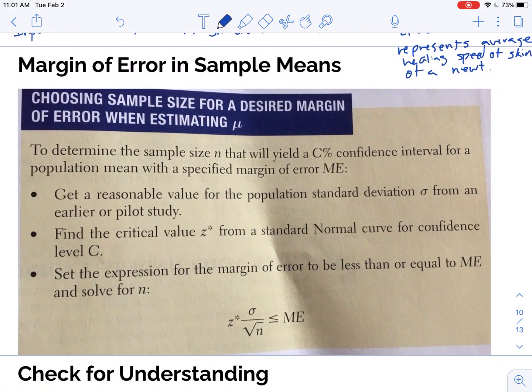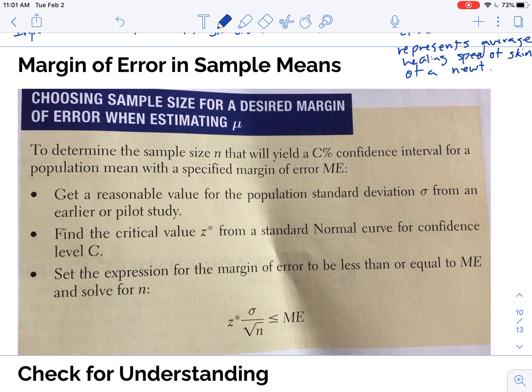All right, now margin of error and sample means. This is where it gets a little bit different because, again, to determine the sample size n that will yield a C% confidence interval for population mean with a specified margin of error, we have to get a reasonable value for the population standard deviation from an earlier study or a pilot study. This isn't like the proportions where we can just assume the worst case scenario, like the 50% proportion. That doesn't work for us because worst case scenario is something like a standard deviation of 2,000. So when we have a standard deviation that we don't know, it makes it tougher. So what we do is we try to find an earlier standard deviation.